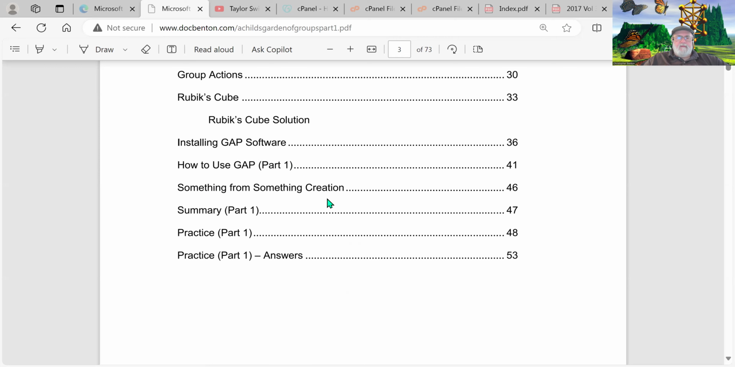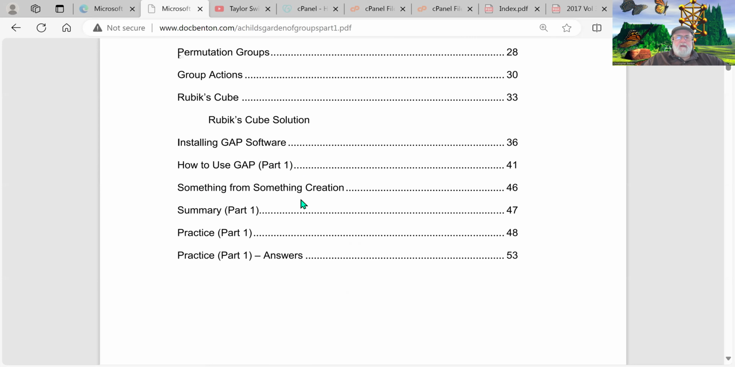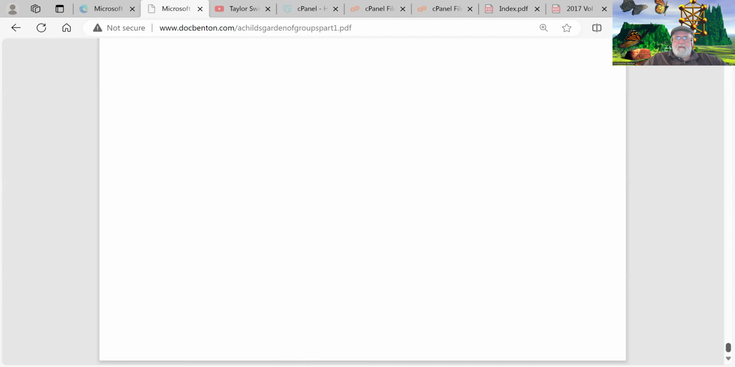And then we have something from nothing creation. You're not going to find that in any group theory books. I think in the second module, I talk about something from nothing creation. And so this is something you might find interesting, which is quite new. Then I have a summary, practice problems and practice problems with answers, and hopefully my solutions are correct. And at the very end, there's always, I believe, a cool picture.